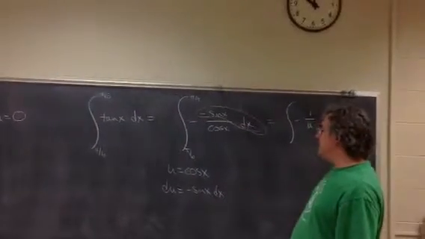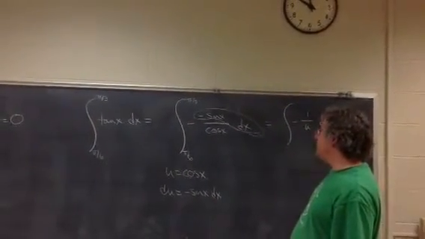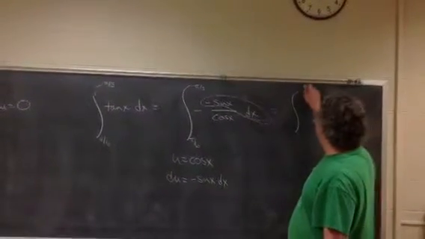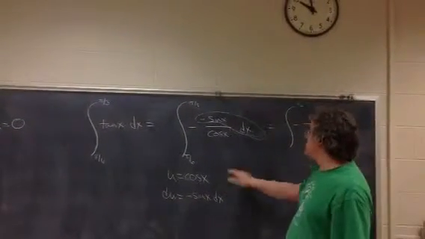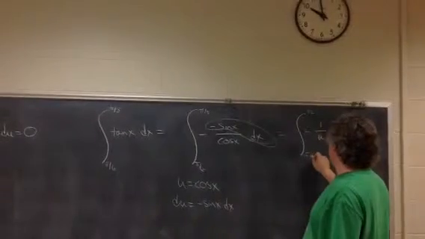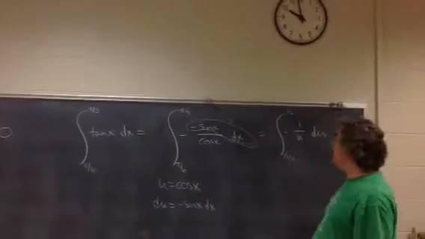The cosine of pi over 6. The cosine of pi over 3. Cosine of pi over 3 is 1/2. The cosine of pi over 6 is the square root of 3 over 2. Correct me if I'm wrong. I think those are right.